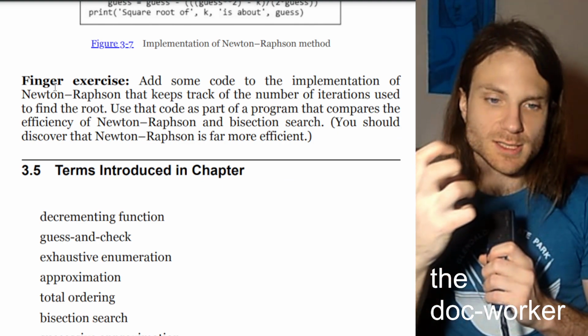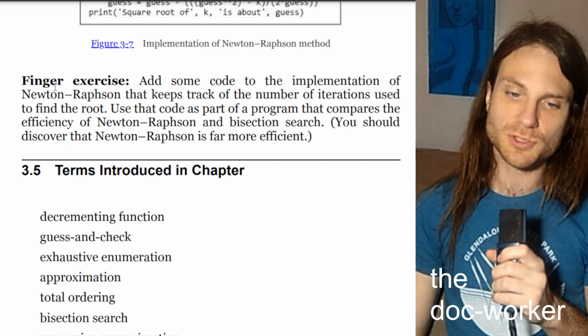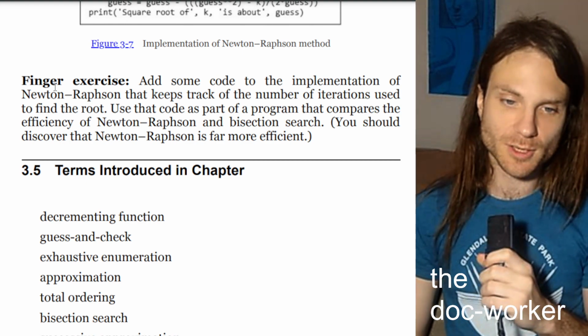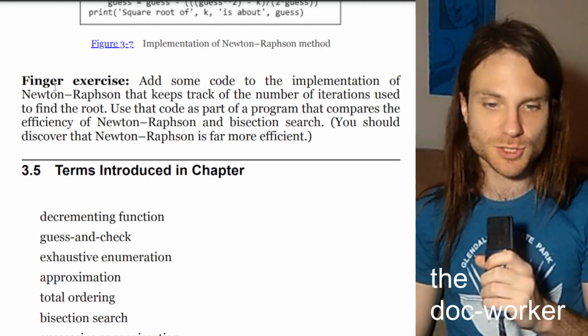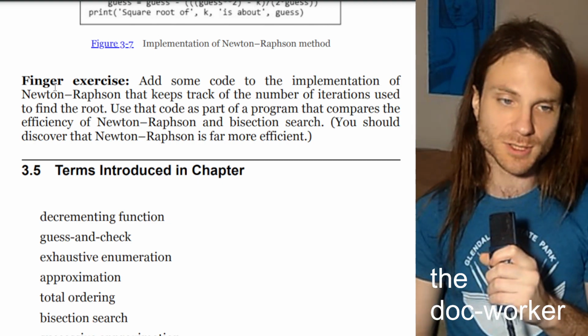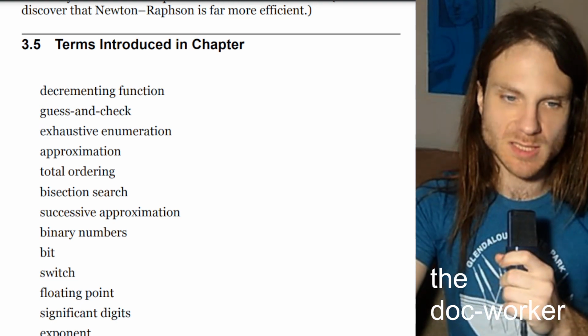Finger exercise. Add some code to the implementation of Newton-Raphson that keeps track of the number of iterations used to find the root. Use that code as part of a program that compares the efficiency of Newton-Raphson and bisection search. You should discover that Newton-Raphson is far more efficient. Alright, this is the last bit of it.